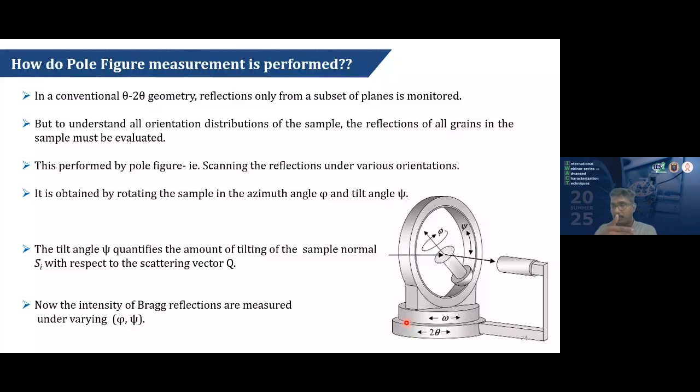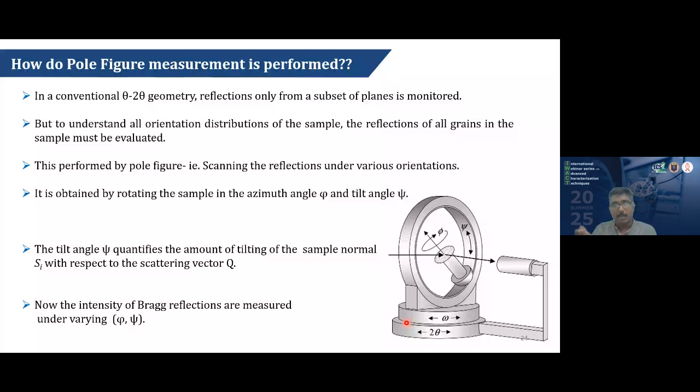Psi, as we have already discussed, is a tilting angle. It is the angle between the scattering vector and the surface normal. By tilting the sample and rotating the sample, for a particular tilt, we will rotate the sample from 0 to 360 degrees, and we will measure the Bragg intensity of the peak. This is how we do the pole figure analysis.